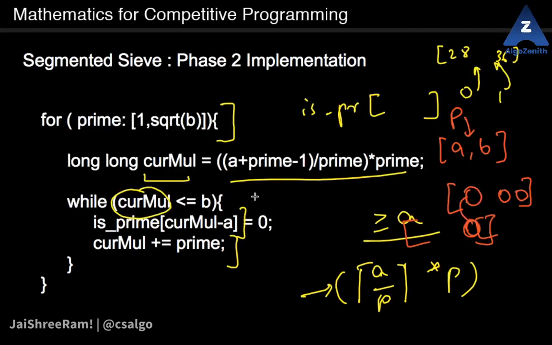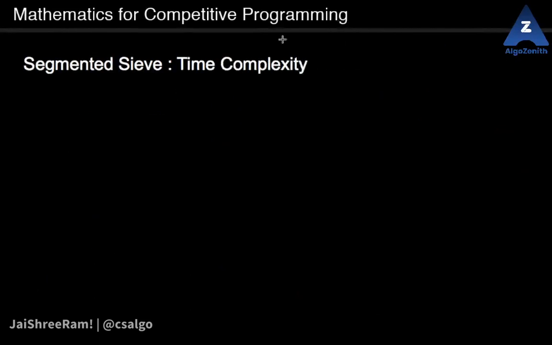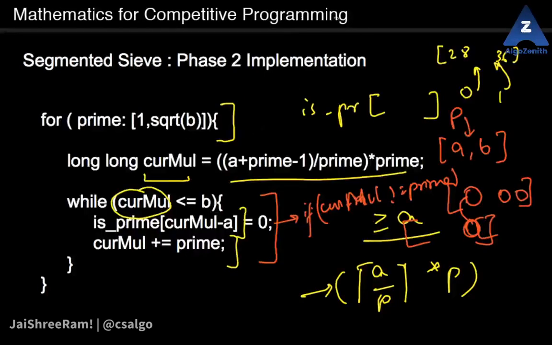So you need to also check over here, there needs to be one more check, that okay, this current mul is not equal to prime. So we do this only if current mul is not equal to prime, not equal to the prime we are looping right now on. Now that's the whole idea for the segmented sieve.